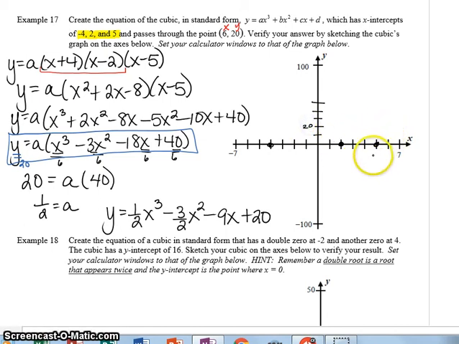Here's 6, here's 20. So the graph goes in that direction. Okay. Now you're going to look for your maxes and your mins and all of that stuff, and you're going to end up with a little sketch that kind of looks like this.